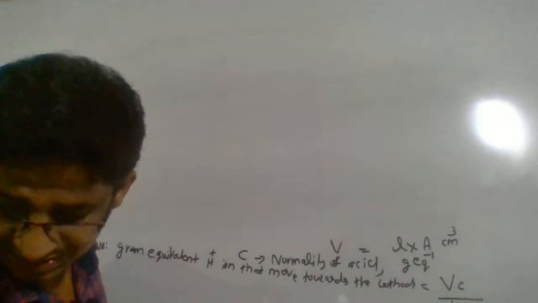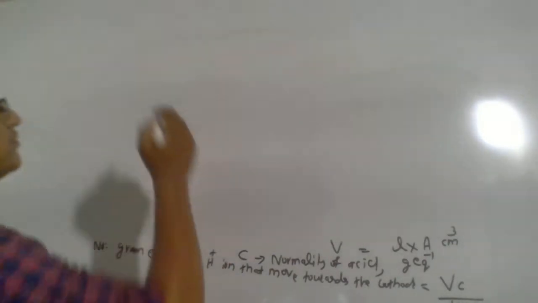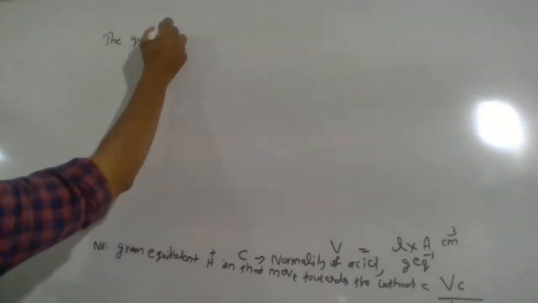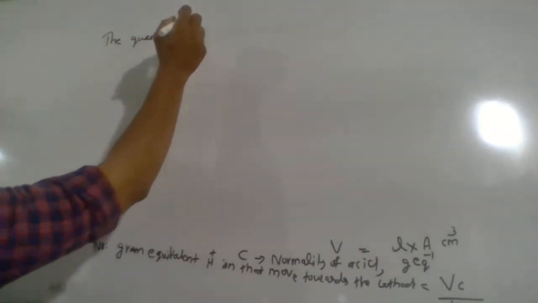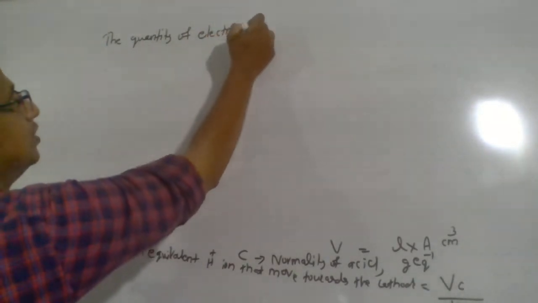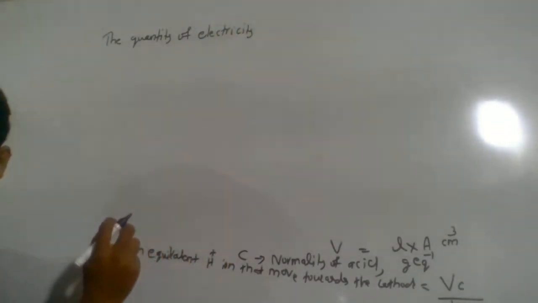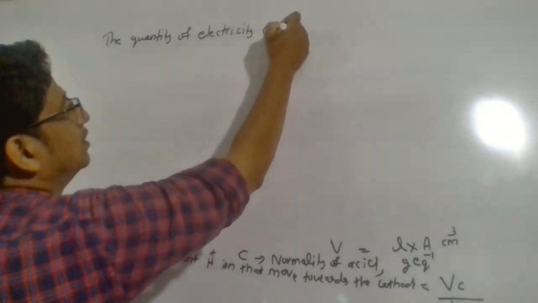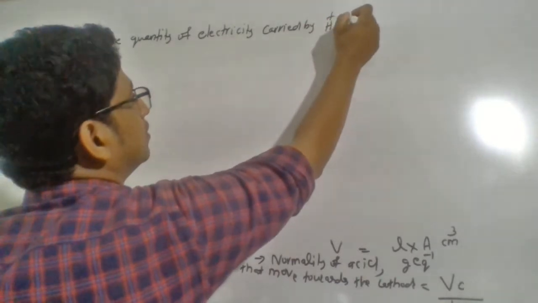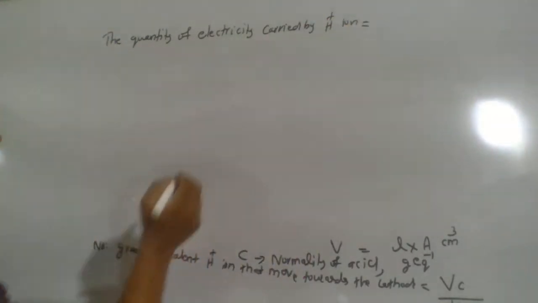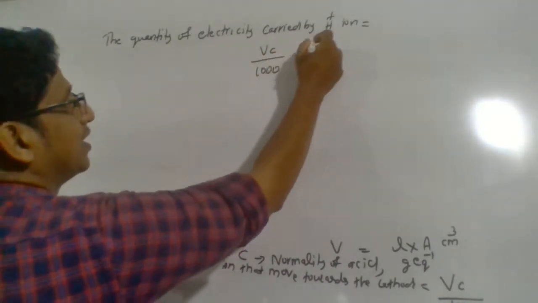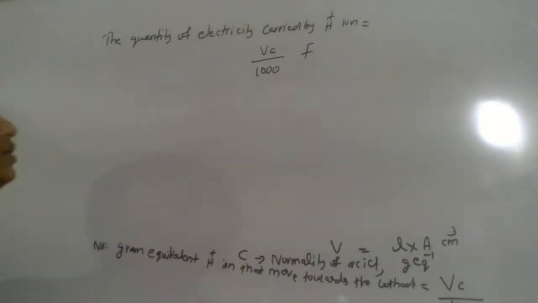So let us discuss the quantity of electricity. The quantity of electricity carried by H plus ion will be equal to Vc divided by 1000 Faraday. So this will be the quantity of electricity.